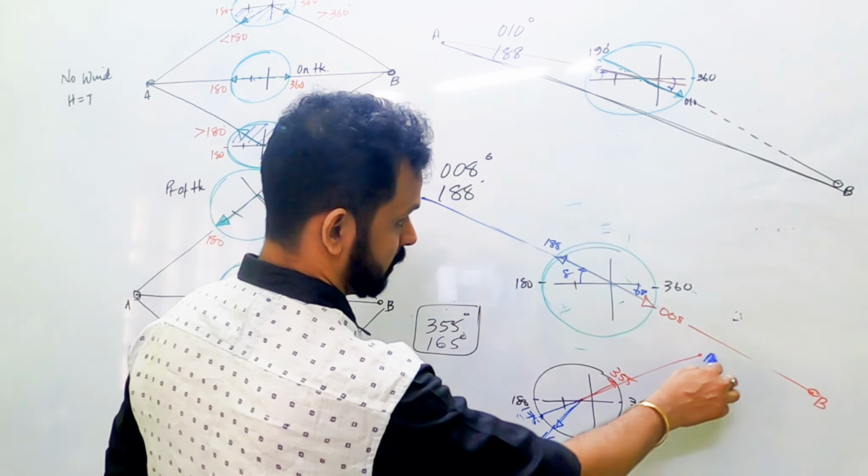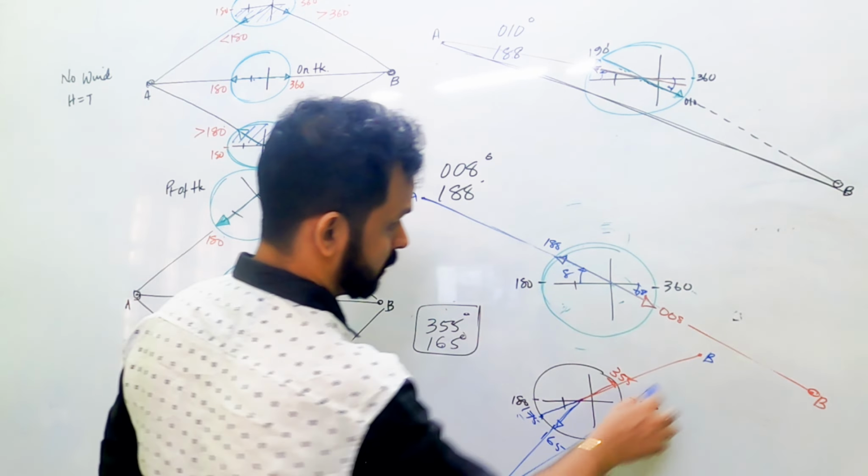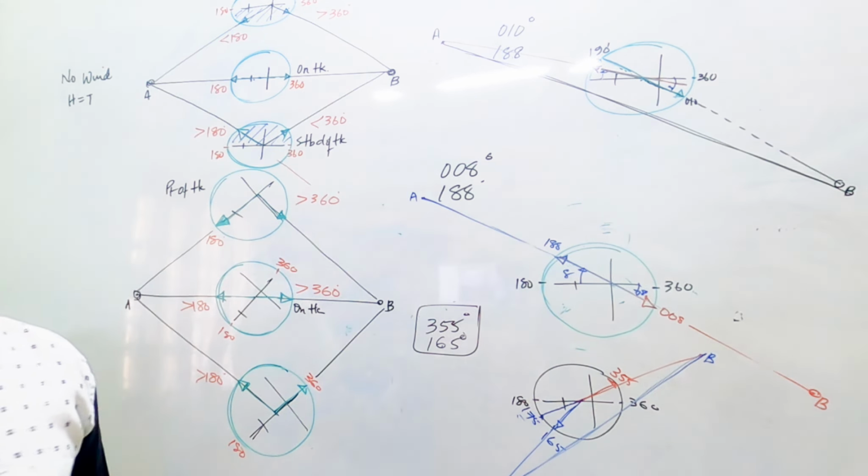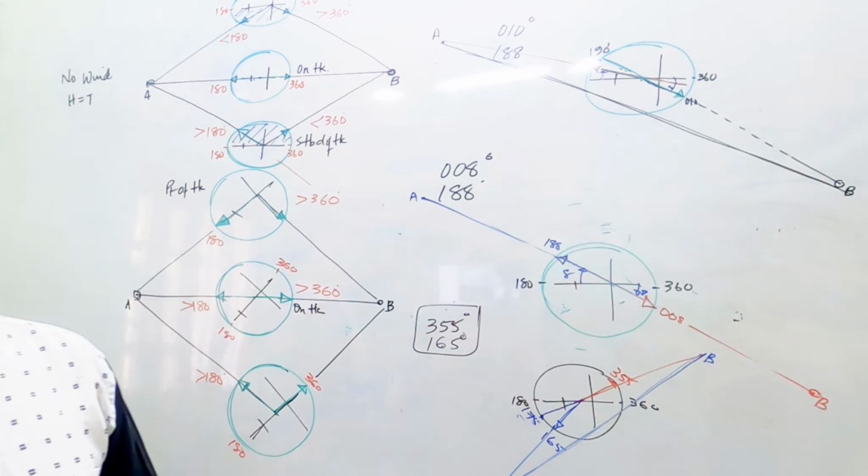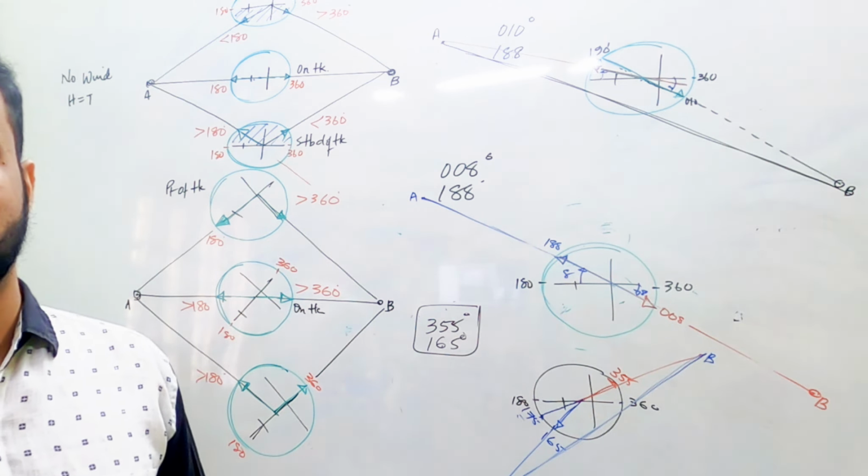So you can see if I connect NDB-B and NDB-A using a straight line, that's it. You can see it's port of track. It doesn't matter what value they give you, you can still find out. Any given values you can find out where the aircraft would be.